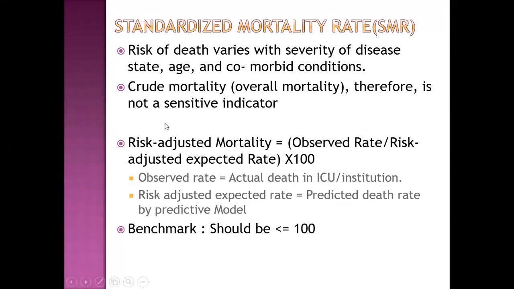So we need to have a standardized mortality rate, which is defined as observed rate divided by risk adjusted expected rate. Risk adjusted expected rate is nothing but predicted death rate by a predictive model, and the benchmark should be 100. So if it is more than 100, it is a matter of concern. If it is less than 100, it means it is a good performance or better performance.